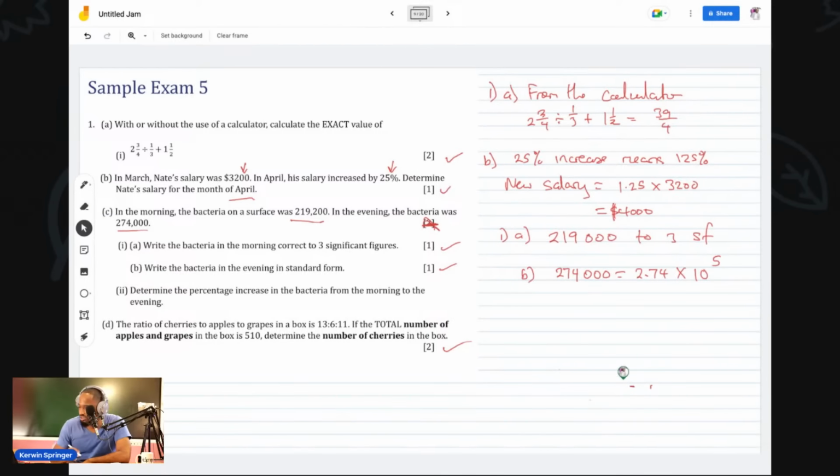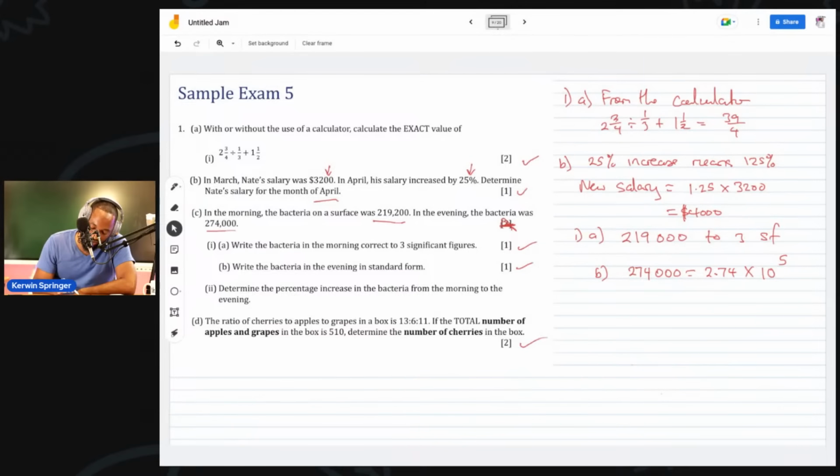Y'all got those two answers? A lot of y'all in the chat just put 219. A lot of people do that for significant figures. They write this and then forget to write back the zeros. If you put 219 there, you get it wrong.